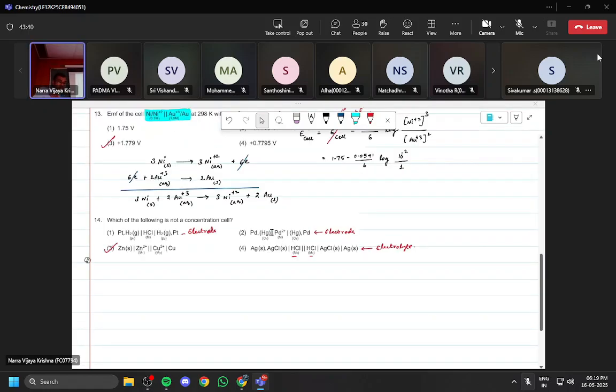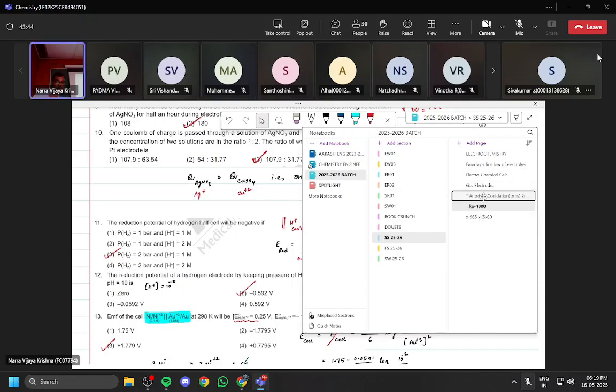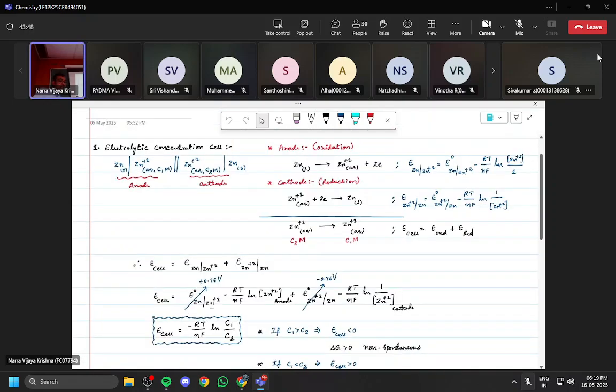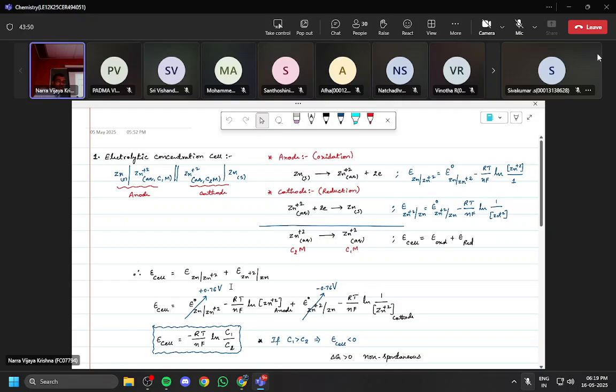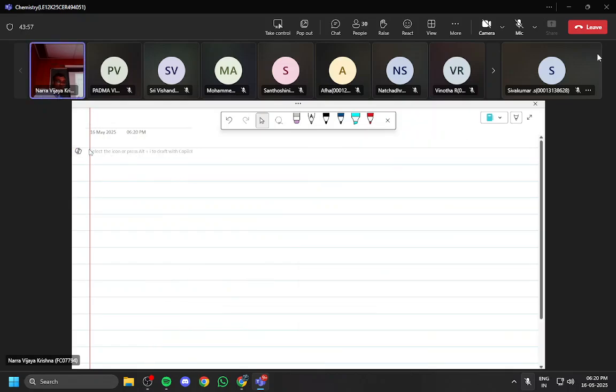So we are done with the types of electrodes also. Types of concentration cells also already we have seen. Right? Now one more thing left. What is it? One more thing left. What is it? Batteries and corrosion. So first let me start with batteries topic.